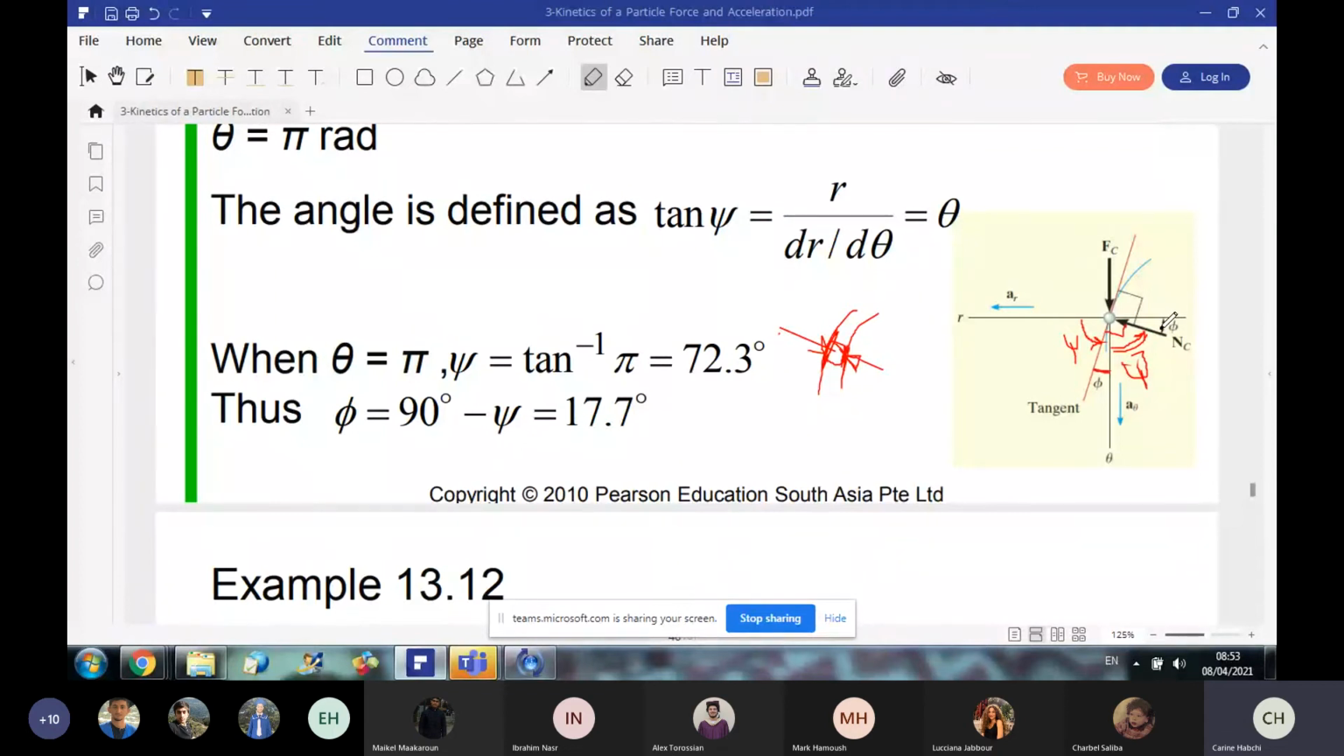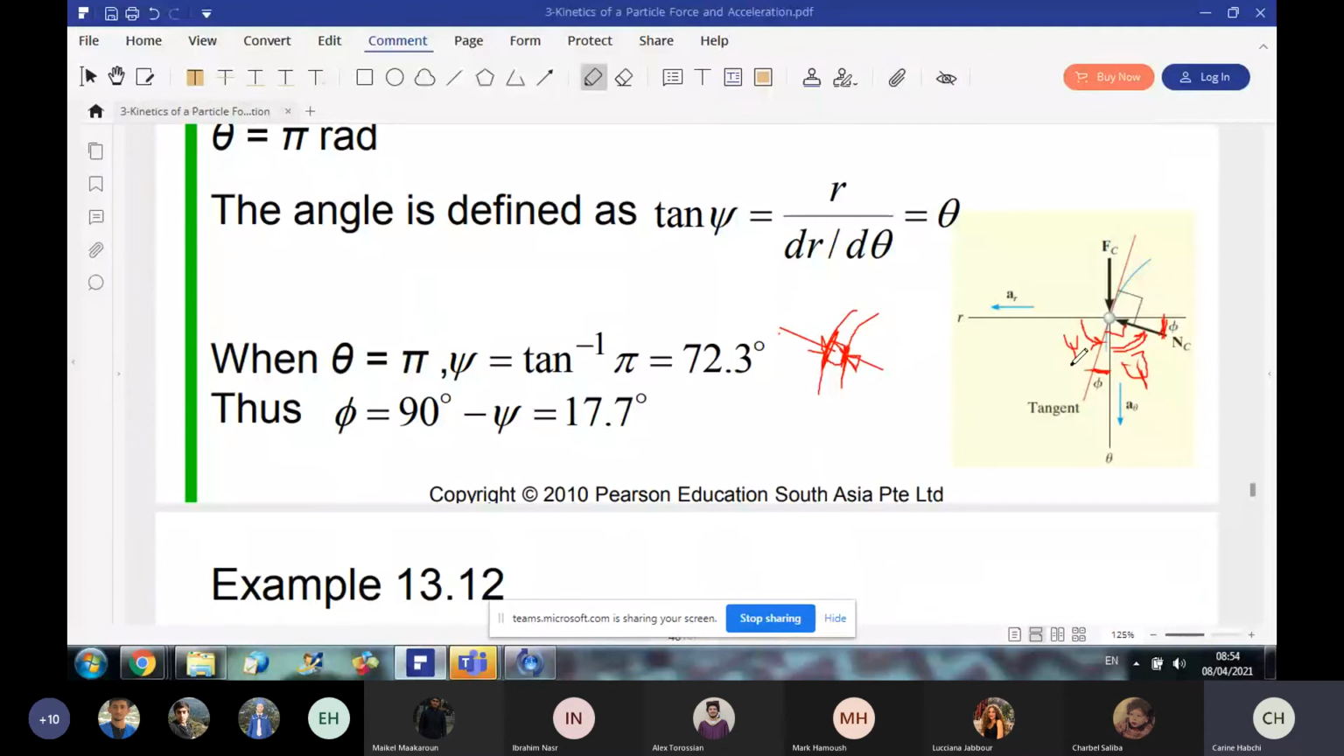Another method is to say that the normal is perpendicular to the tangent line, and u theta is perpendicular to ur. So we can deduce that the angle between ur and n is equal to the angle between the tangent and u theta, which is phi. So this is another method to demonstrate that the angle between n and ur is phi, or pi over 2 minus psi, and therefore the angle between n and u theta will be equal to psi.